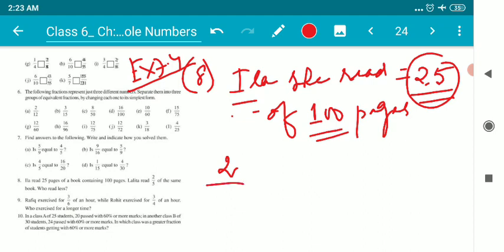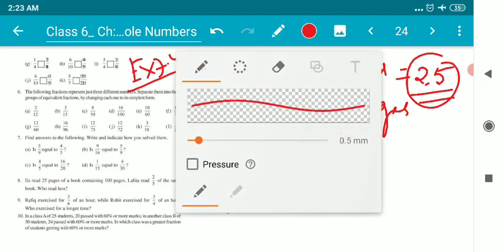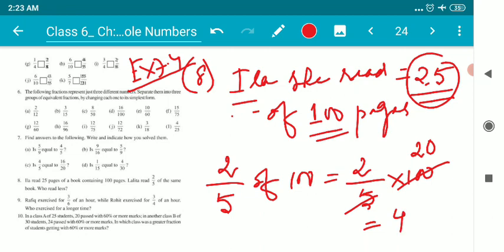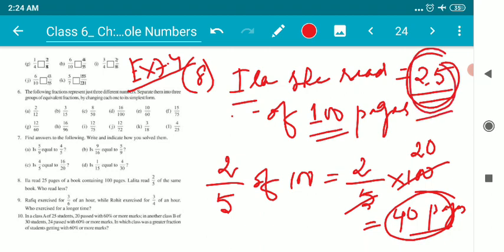So 2 by 5 of 100 means 2 by 5 into 100. Okay, because of means into, that we know very well. 5 20s are 100. 2 into 20 is 40 pages. Okay, so Lalita read 40 pages. Ila's number of pages was given, that was 25. So of course Ila read fewer pages.